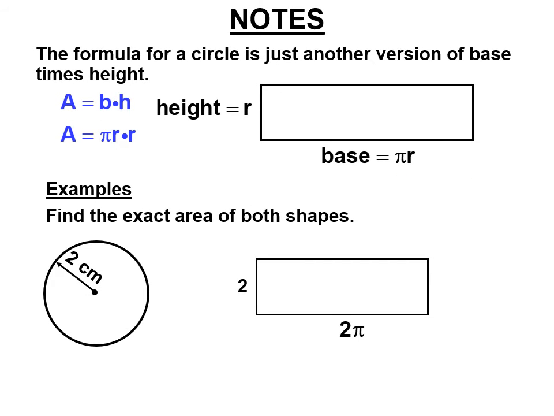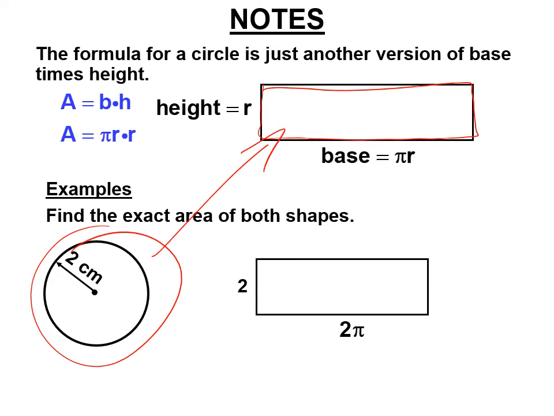Okay, now we're going to do a little fun here. Why pi r squared? Well, let's look at this rectangle. I made this rectangle. That and that are the same exact area. So what's going on here? The height here is the same as the radius of that circle. The base of this rectangle is 2 times pi.